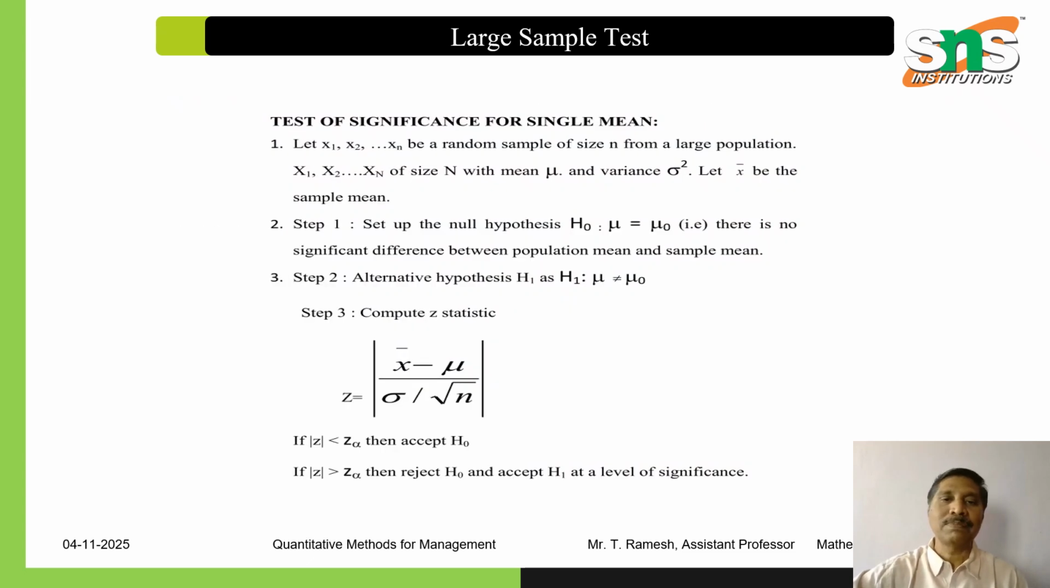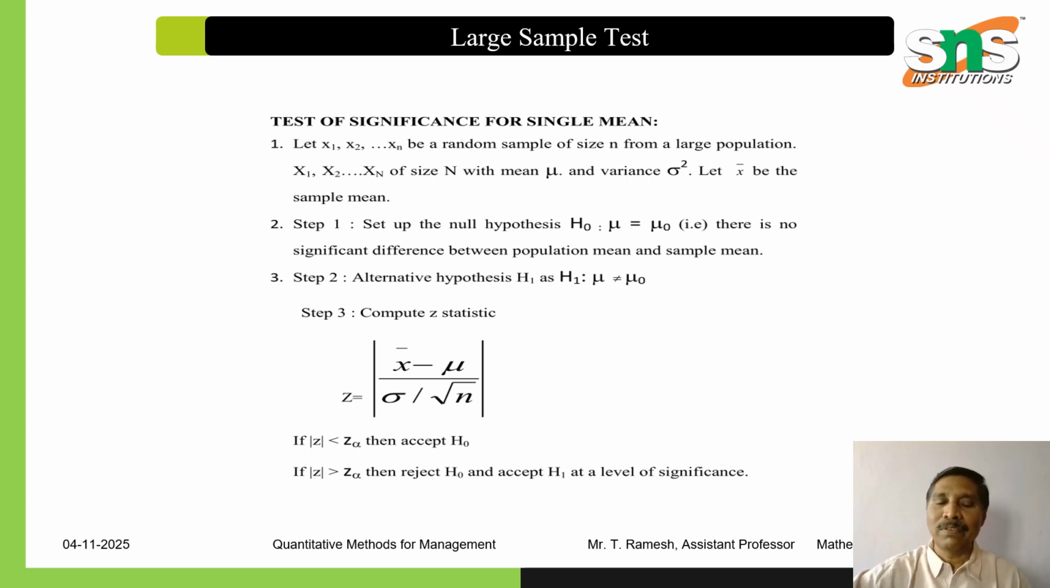So first, test of significance for single mean. Let us take small x1, x2, etc. xn be a random sample of size small n from a large population, and capital X1, X2, etc. XN of size capital N with a mean mu and variance sigma square. Here x bar is the sample mean, mu is the population mean.